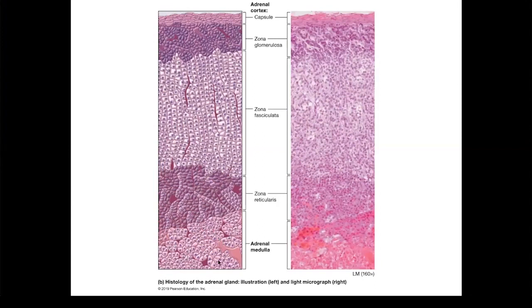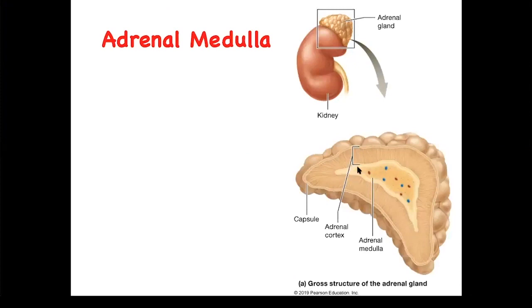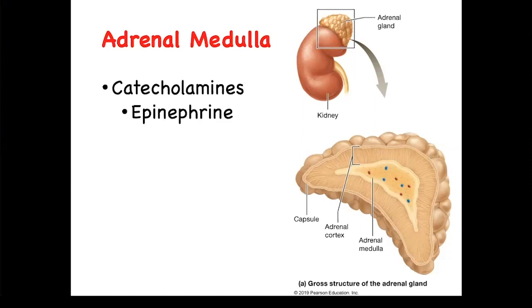Remember, the adrenal medulla is going to be neural tissue. Let's look at the adrenal medulla, this area right in here. So this is neural tissue, and these are blood vessels. The class of hormones released by the adrenal medulla are the catecholamines. You've heard of these before.